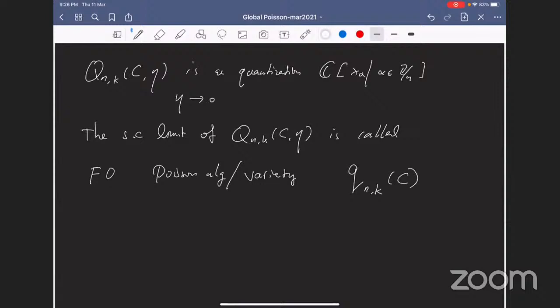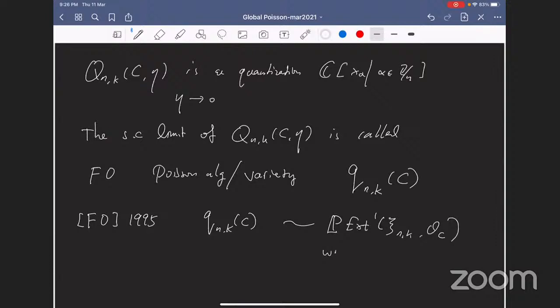Feigin-Odesskii claimed in 1995 that QNK, this semi-classical limit of the elliptic algebra, can be identified with some natural Poisson structure on the following space. Here, CNK is a stable vector bundle of rank K and degree N. Indeed, they didn't really give a proof for their result, because they roughly describe the Poisson structure as a bivector, but without showing it is indeed integrable. So that's why this is really a claim, not really a theorem.